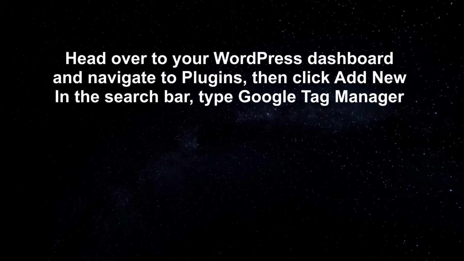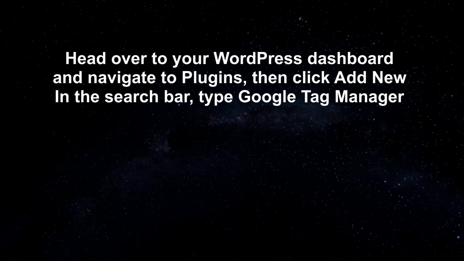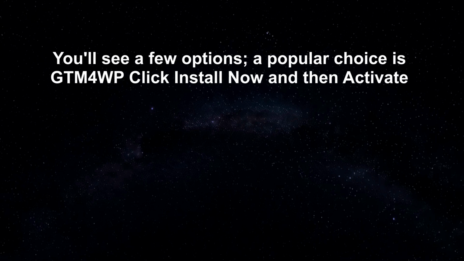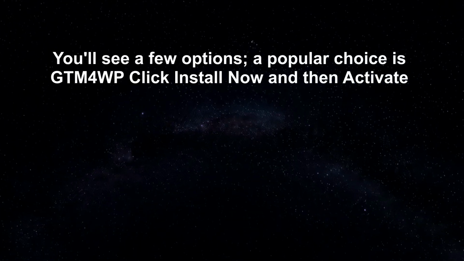Head over to your WordPress dashboard and navigate to Plugins. Then click Add New in the search bar. Type Google Tag Manager. You'll see a few options. A popular choice is GTM for WP. Click Install Now and then Activate.